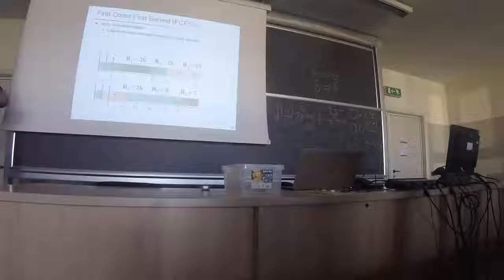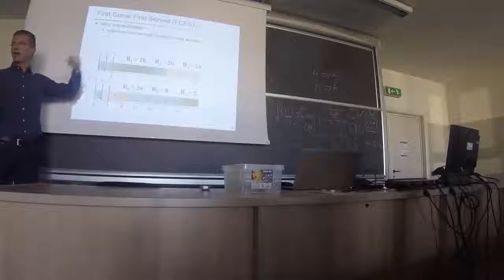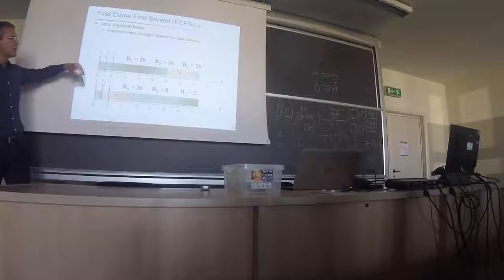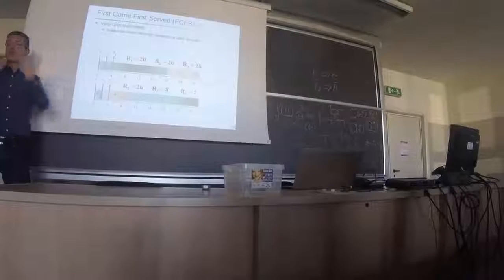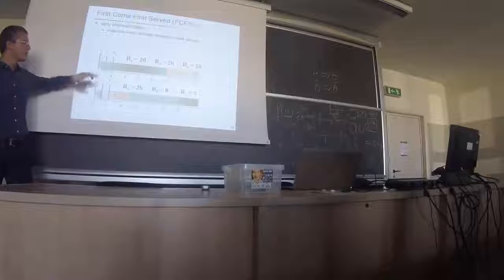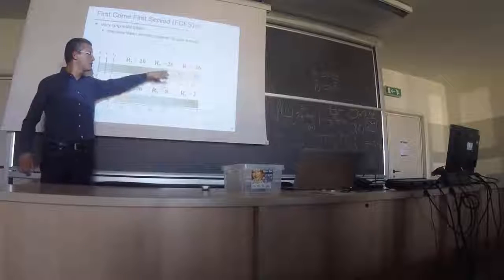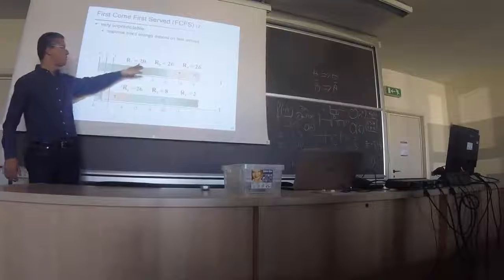I base my scheduling decision on arrival times. Okay? Up arrow is the arrival time. I have 3 tasks, 3 jobs. They are not recurring tasks, just 3 jobs. Task 1, task 2, and task 3. If task 1 is the first one that arrives, it executes and finishes here, with a response time of 20.